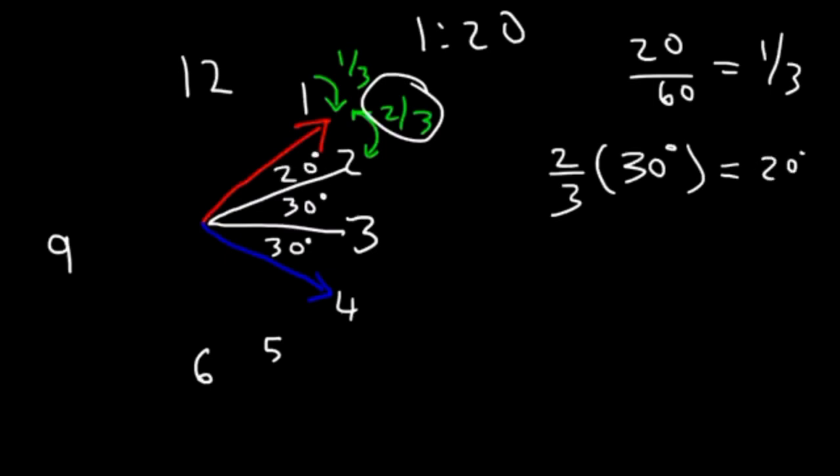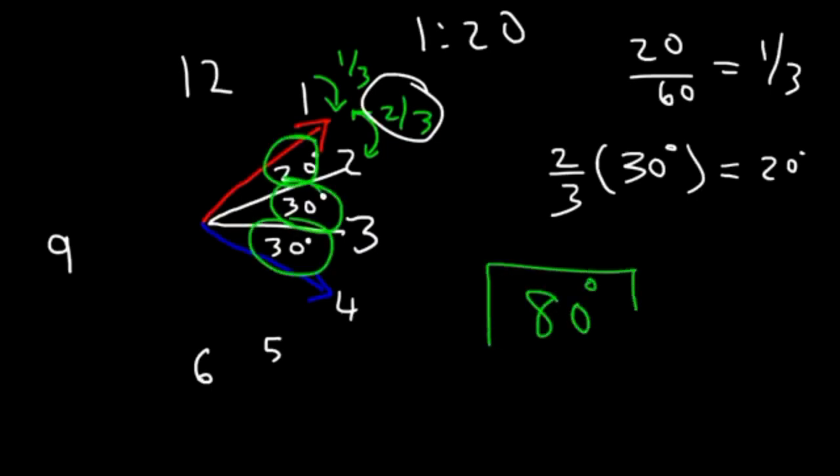Now all you need to do is add up these three angles. 20 plus 30 plus 30 is equal to 80. So that is the angle between the hour hand and the minute hand. And that's how you do it. So now it's your turn. Try this example. Let's say the time on an analog clock is 11:15.